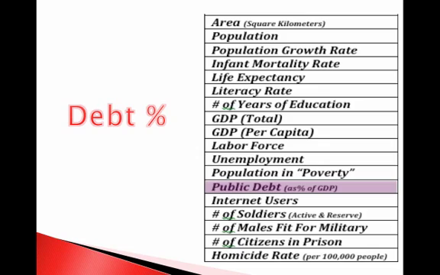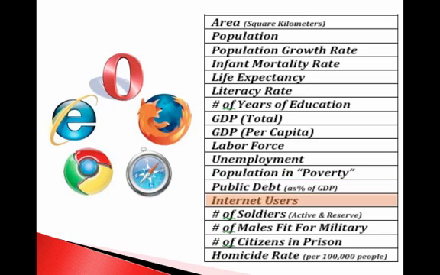Public debt as a percent of GDP. This is looking at how much debt do we have based upon how much we're actually producing. So that compares, it's almost like an income versus expense type of look, but a little bit different. Internet users. How many people use the internet in a country? That tells you a little bit about a country's advancement, so something to think about from that perspective.